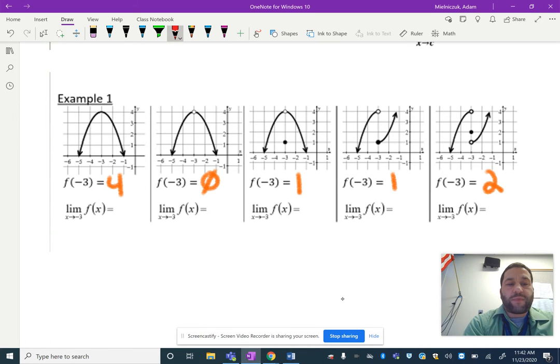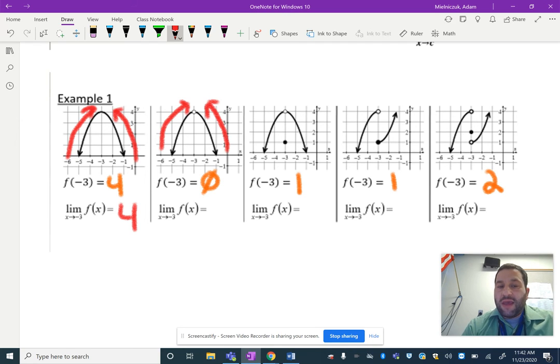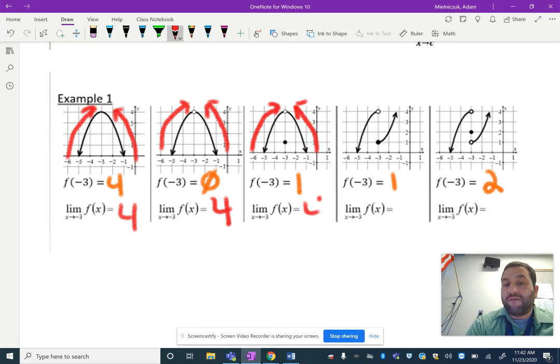So let's think. Here from the left, it approaches 4, and from the right, it approaches 4. So here we can say the limit is 4. Now the second one, we approach 4 again from both sides. Although it's an open circle, remember, a limit just has to get really, really close to it. It doesn't have to be that value, so we still get a 4. Even in the next one, as it approaches from the left, it gets close to 4, and as it approaches from the right, it gets close to 4. So again, we have 4.